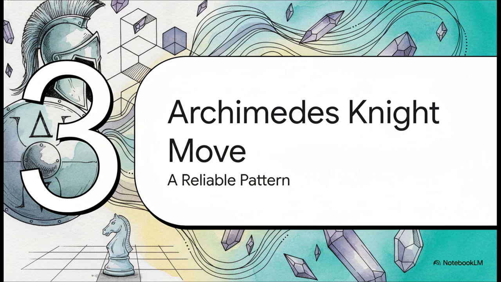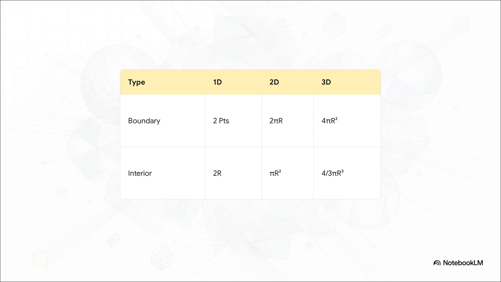To stop getting tricked by these spiky cubes, we need a reliable pattern to map higher dimensions. So let's start with what we actually know. Notice how the boundaries here are essentially just the calculus derivatives of the interiors. Let's trace it out step by step.